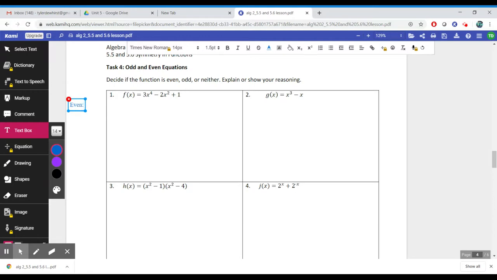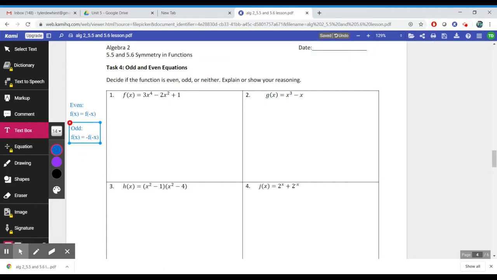For even functions, f of x is equal to f of negative x. So that means when we swap all of the x's with negative x's, we should get the same result in the end. For an odd function, f of x is equal to negative f of negative x. So what that means is swapping the sign on the inputs, in other words, replacing all of the x's with negative x's, should give us the same thing, but with a different sign.